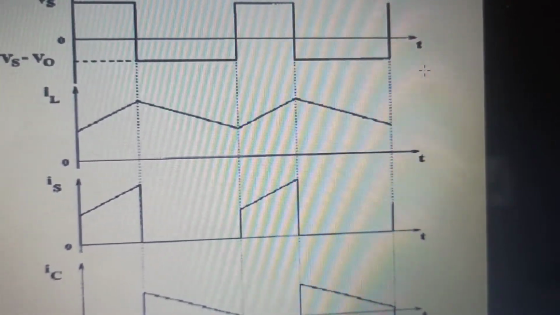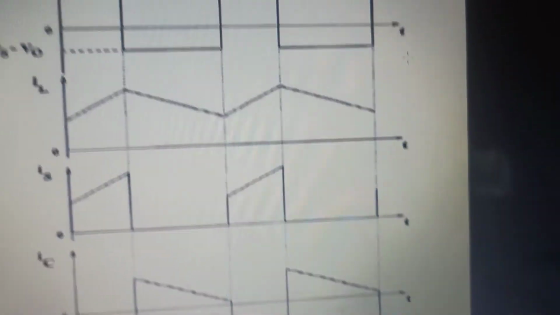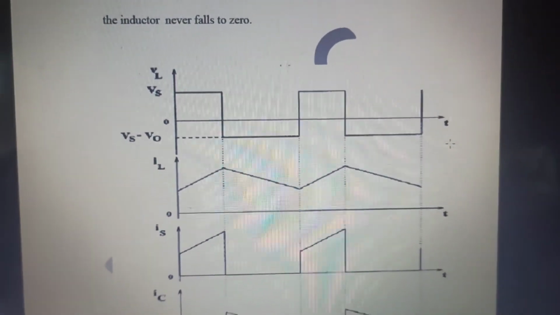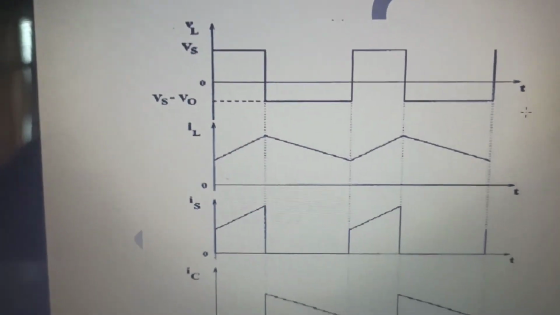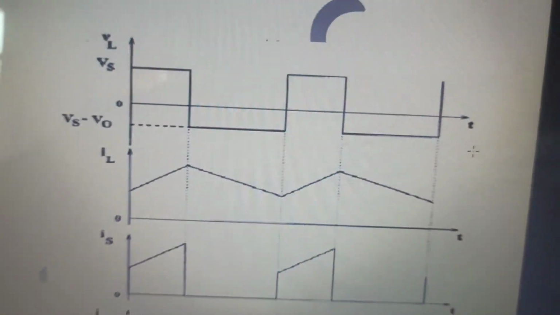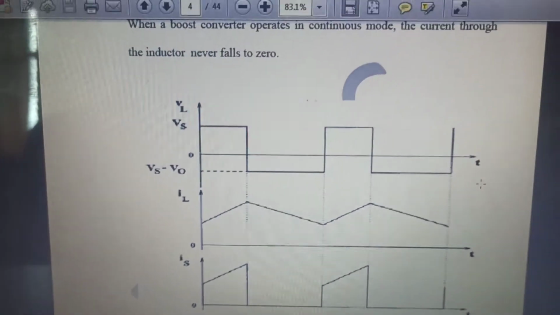So I will be starting this lecture from the waveform discussion because it was pending. Okay. So have a look at the waveforms once again. I had already discussed how to do the analysis at steady state, and this whole analysis will be carried out in the continuous conduction mode. I think I'm quite clear till this point. Okay.